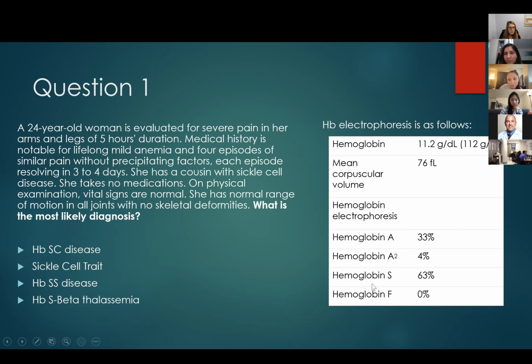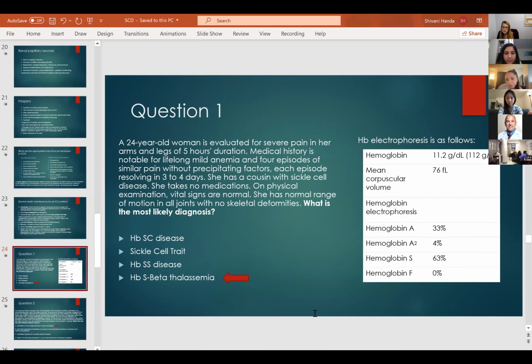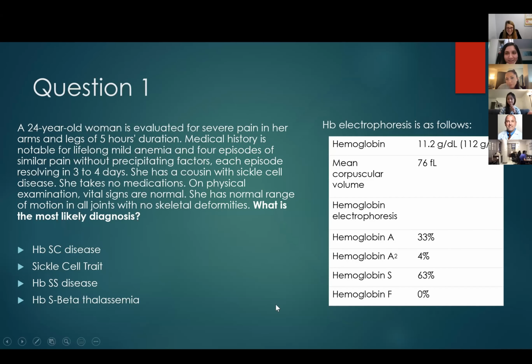Yeah, just based off the hemoglobin electrophoresis. You guys can type the answer in the chat. Yeah, so let's look at the electrophoresis. What do you guys think? Oh, we can see the answer now. I shared the wrong screen, my bad. I don't know how to pull up the chat in this view. I can read out the chat if you want. Yeah, thank you. Yeah, some said S beta.